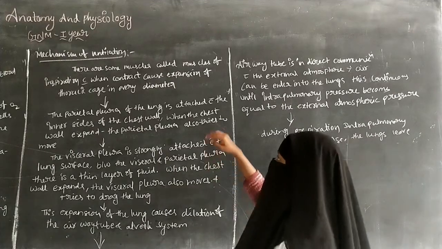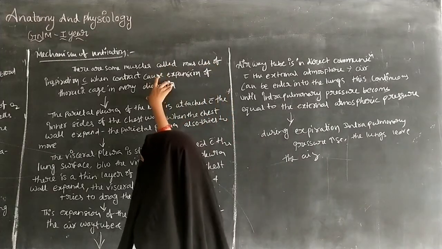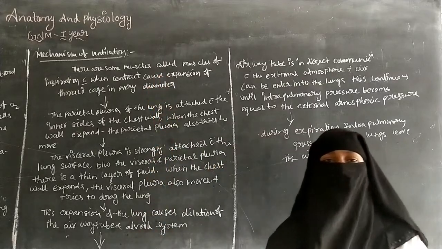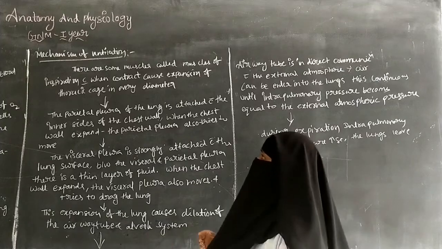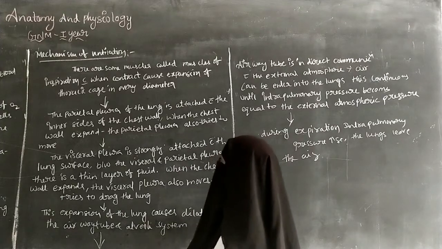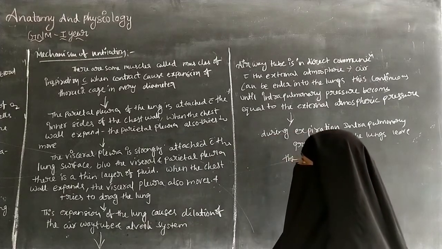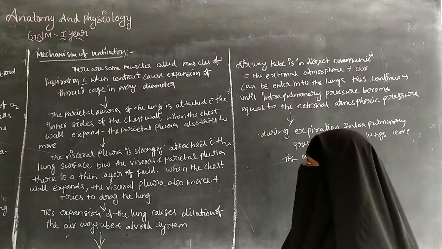So it is called muscles of inspiration. The muscles involved in inspiration are called inspiratory muscles, and when they contract they cause expansion of the thoracic cage in every diameter.